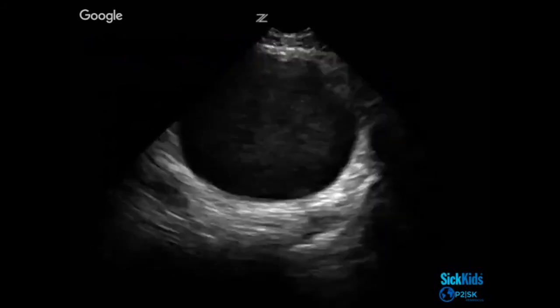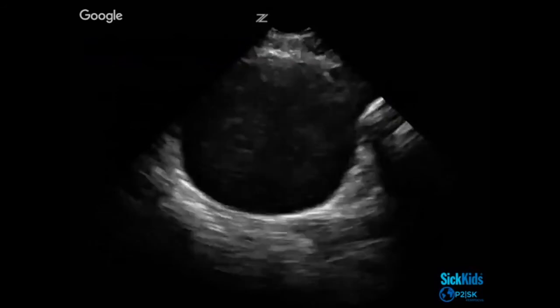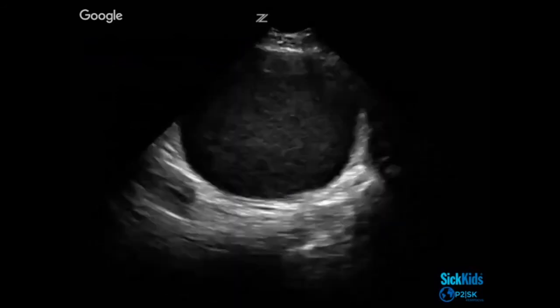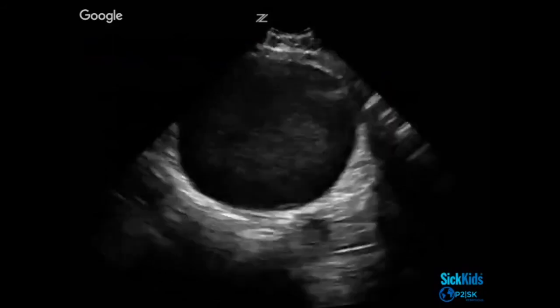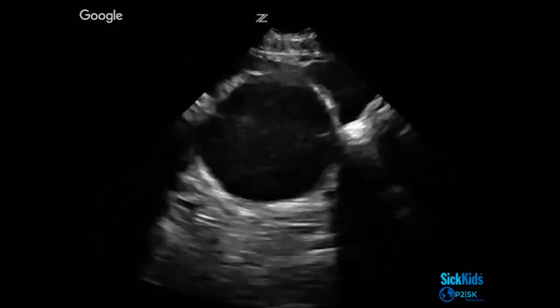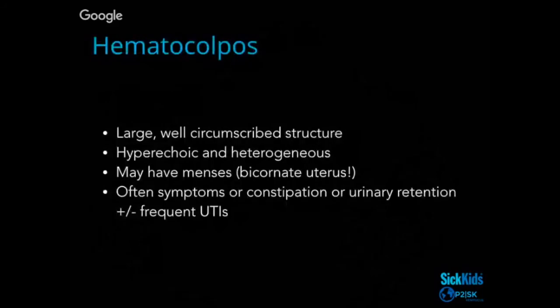Here's another example of a hematocolpos. Again, it's really that thick muscular wall, very well circumscribed, and it's about anchoring this in your view with the bladder and your other organs around it. So they're usually hyperechoic and heterogeneous. They may have menses in the case of the bicornate uterus, but often have symptoms of constipation or urinary retention, or they can just present with frequent UTIs because of that incomplete voiding.